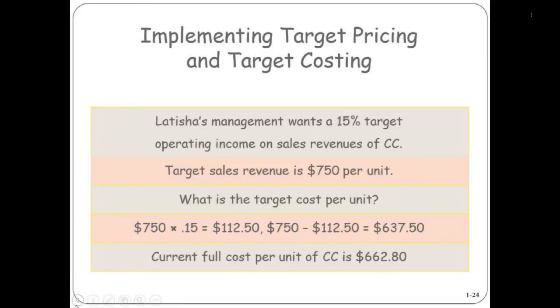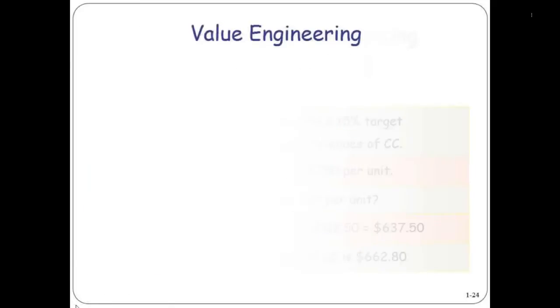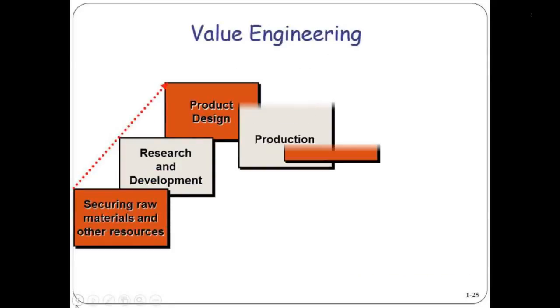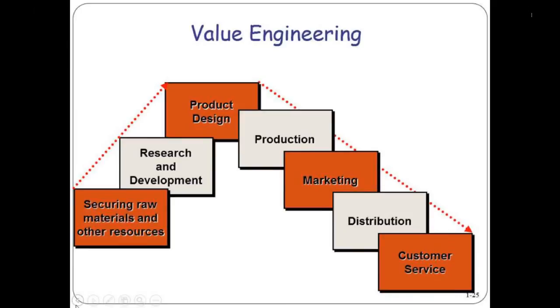But we saw previously that it costs us $662.80 to produce these units. We have a problem. It costs us too much to produce at the price we think the market will bear and still get our profit. So value engineering. Go through your value chain, understand what matters, what doesn't matter, and you do a business process re-engineering, BPR. How can you engineer costs either out of your product or out of your process?